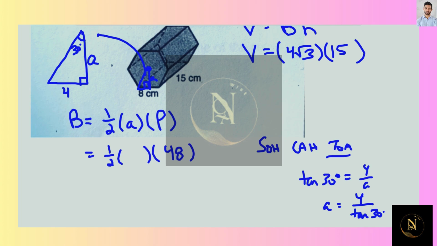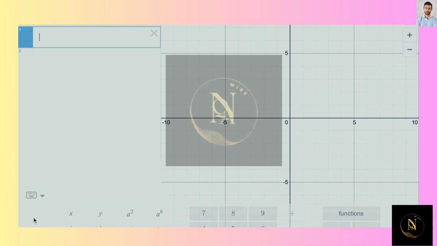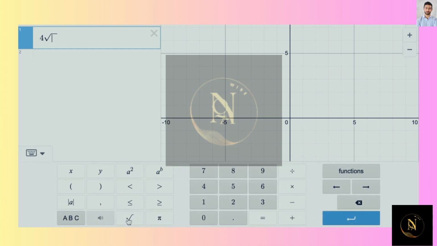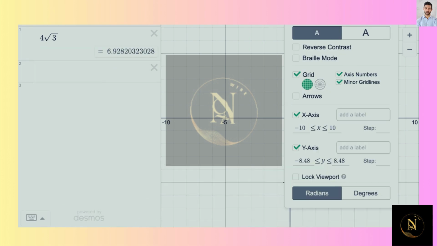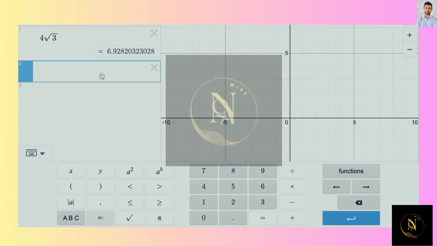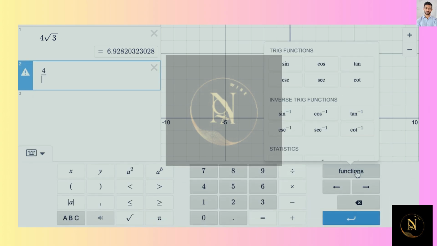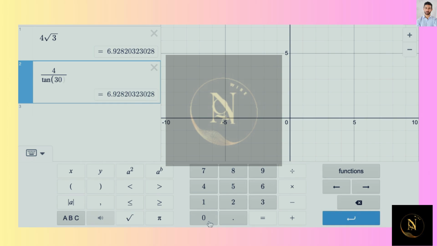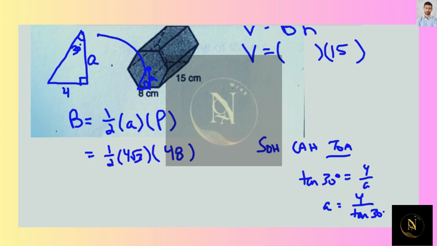Oh, I put that in the wrong place. For the apothem, 4 square root 3, or 4 over tangent 30. You would need to make sure you're in degree mode if you're going the 4 divided by tangent 30 route. But you can see that either way, it's about 6.93.